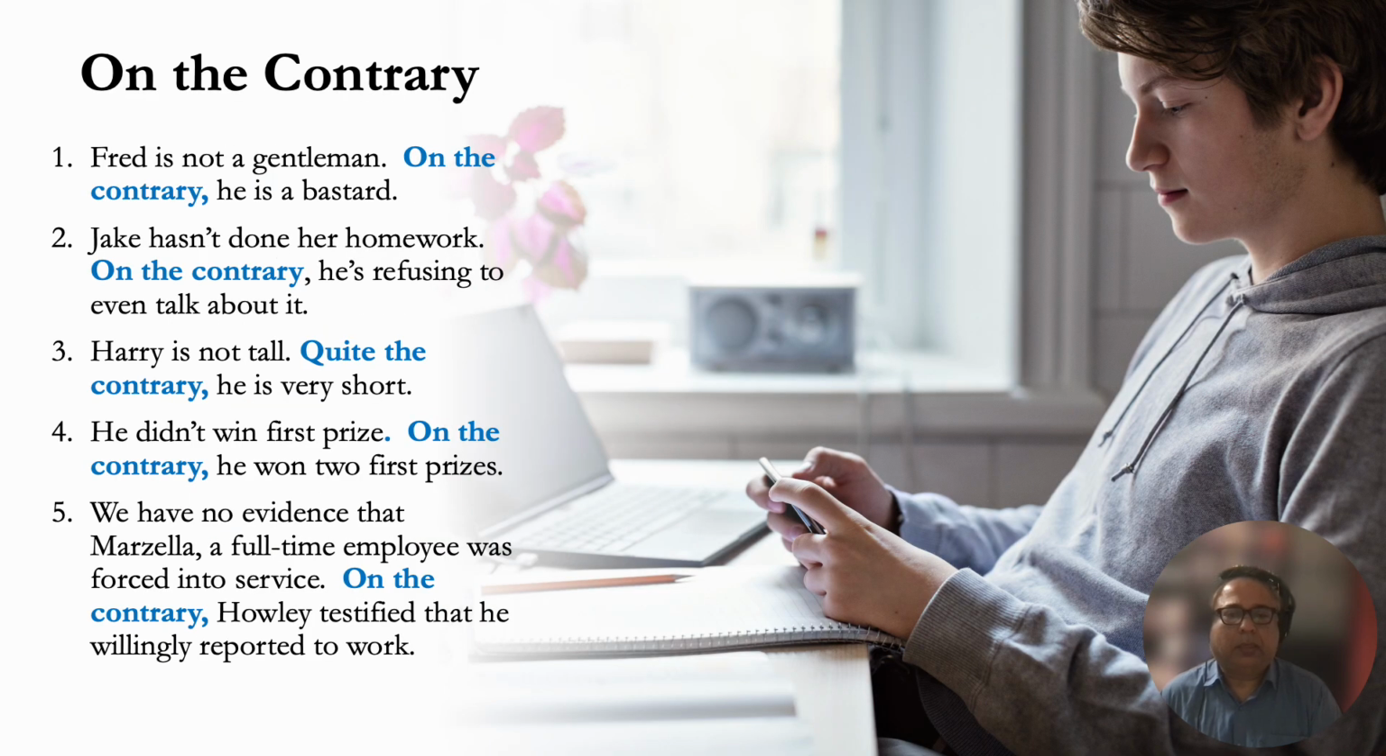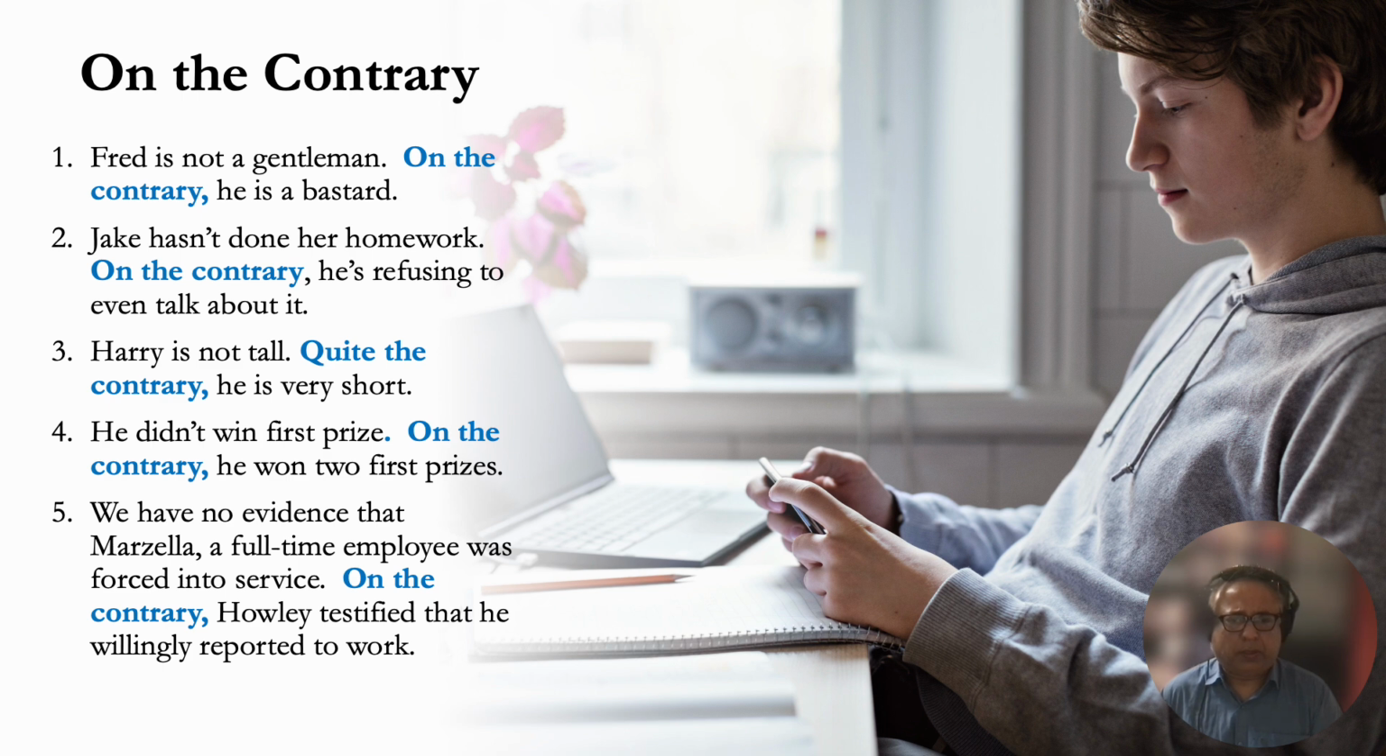Okay? On the contrary. Now the first sentence I threw in that word is a bad word, so try not to use it unless you are very, very angry, mad at somebody. Fred is not a gentleman. He's not a nice person. He's nasty. On the contrary, he's a bastard. Now, just remember it's a bad word, so be very careful when you use this. People will not like it if you call them a bastard.